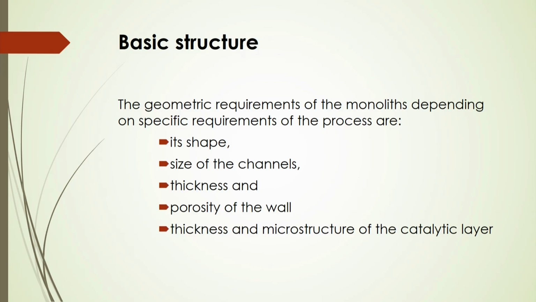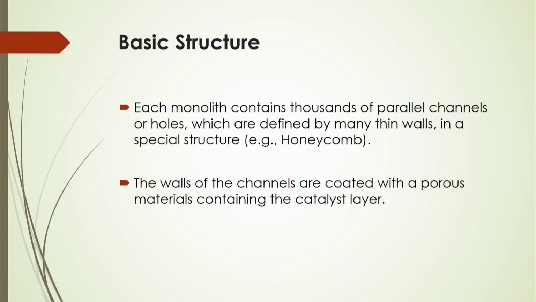Reaction yield and conversion are there. So, you have to optimally design the reactor based on that monolithic structure, based on the different shape and size. Each monolith contains thousands of parallel channels or holes, which are defined by many thin walls in a spatial structure, for example a honeycomb, and the walls of the channels are coated with a porous material that contains the catalyst layer.